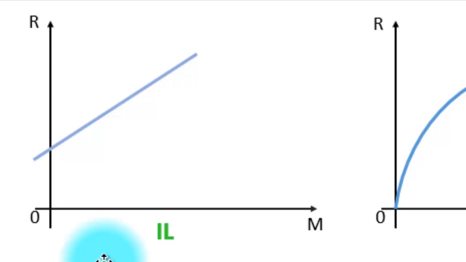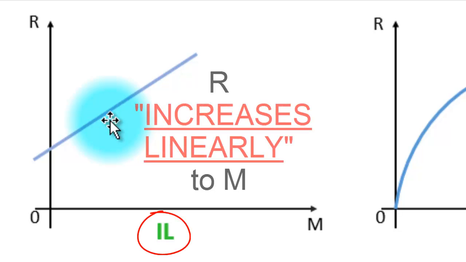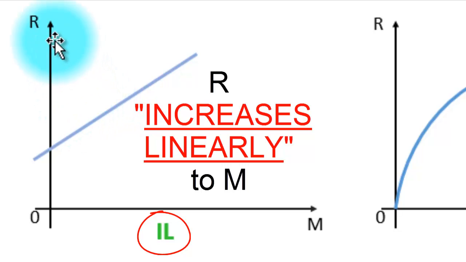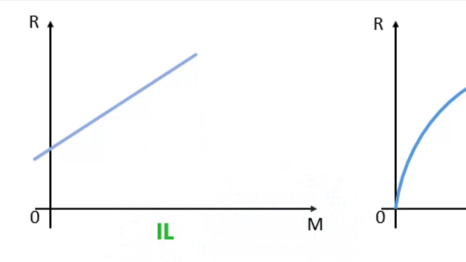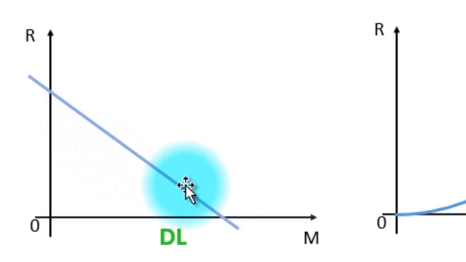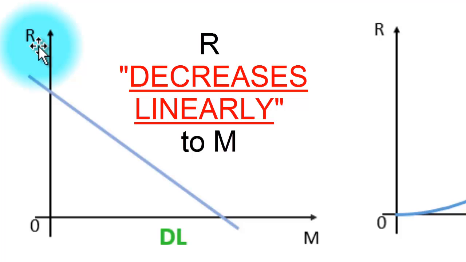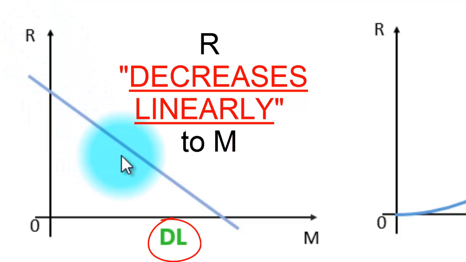And then the third one, a straight line cutting the vertical axis. So we have two types of graph with different gradients. The first one increases linearly, so you can write R increases linearly to M. The second one, a straight line also cutting the vertical axis, but with a negative gradient. So we name this R decreases linearly to M.